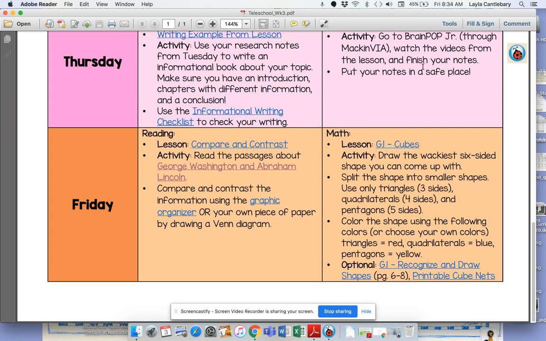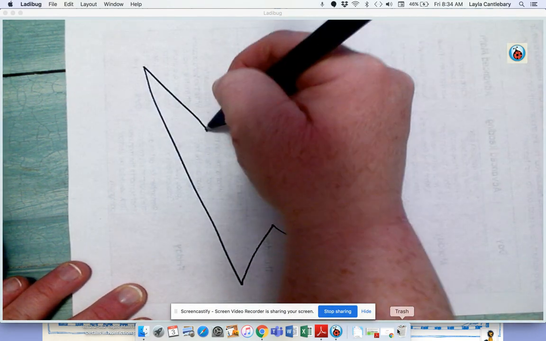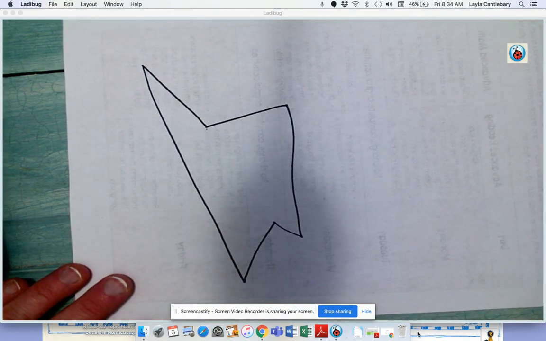So 1, 2, 3, 4, 5, 6. I made a wacky six-sided shape. Oh, you couldn't see it. Bummer. So I did it 1, 2, 3, 4, 5, 6. So I made a wacky six-sided shape.